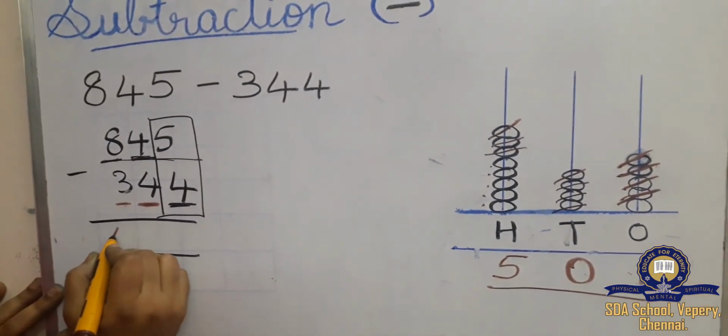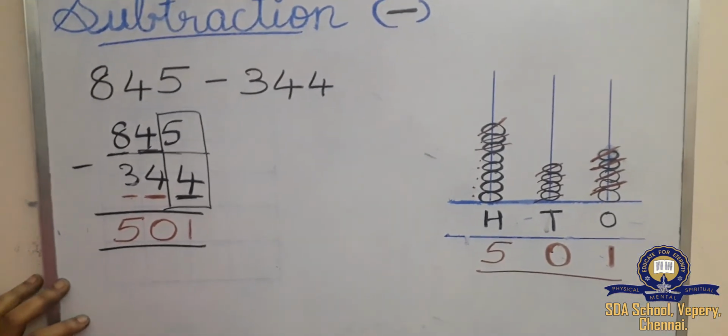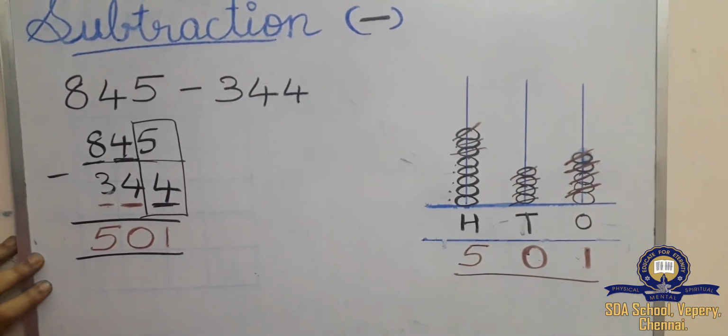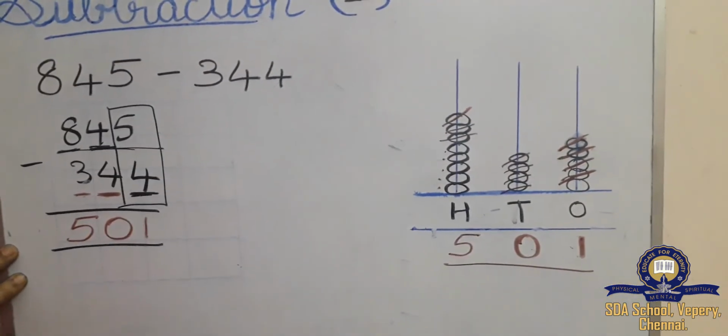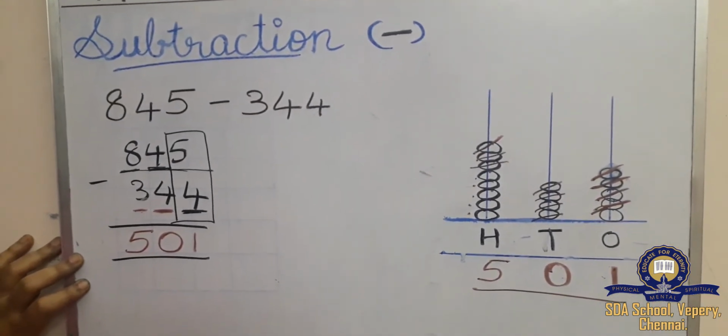What is the answer for this one? 501. Very easy, right? Just like in addition, we will add extra numbers. In subtraction, we will cancel the down below numbers. Okay. Understood? Shall we go into the next string?